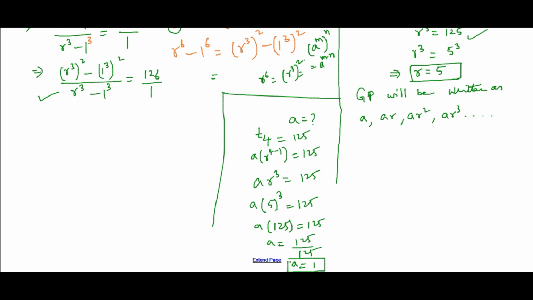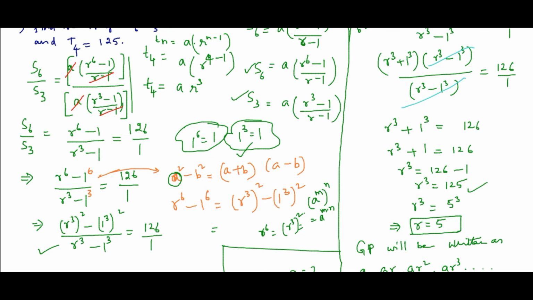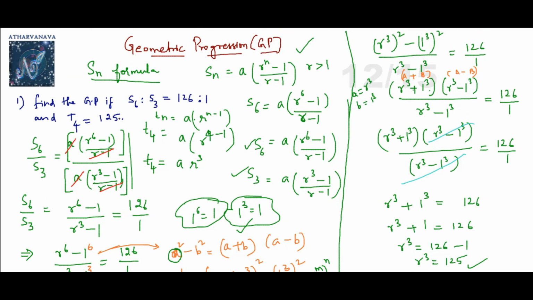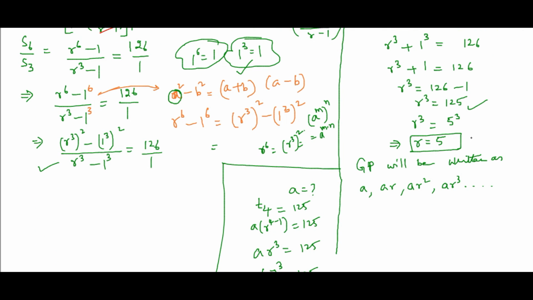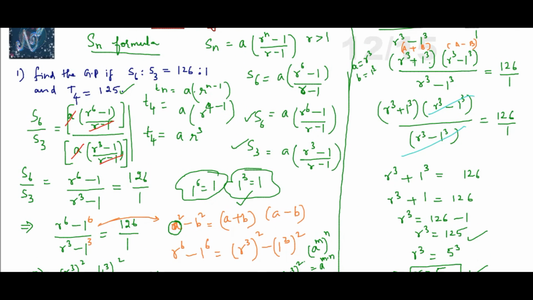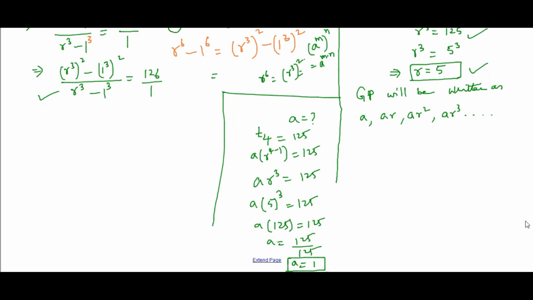Some of you might have got confused. I'll explain again clearly. Understand this. Already the value of T4 is given as 125. We are not creating anything else. R value is 5 and T4 value is given as 125. So T4 is 125. A is what you have to find. I just substituted the r value which I found, and then you can get the a value as 1. Clear?